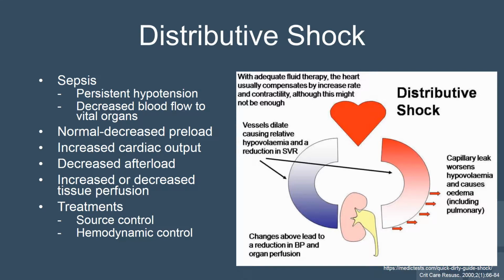The treatment for this type of shock is, of course, source control. And so if we can mitigate the agent that is causing the issue, that's the first step in this process towards treating these patients. Further from that, we'd like to, of course, do our hemodynamic control until that source control can be reversed. Hemodynamic control can be through the use of fluids, similarly in sepsis, where we do our 30 mLs per kilo, and then followed by vasopressors as we need them.